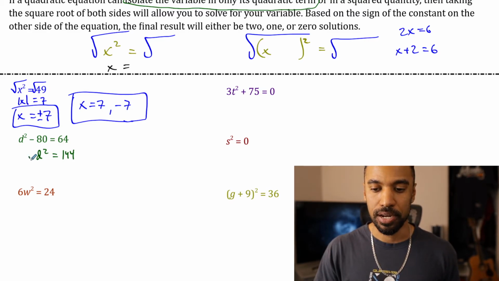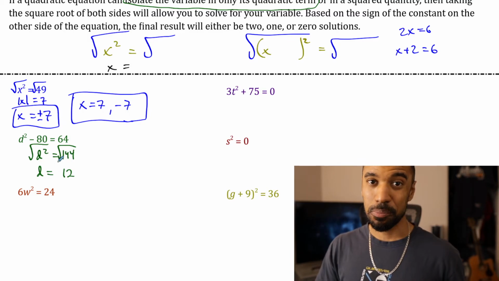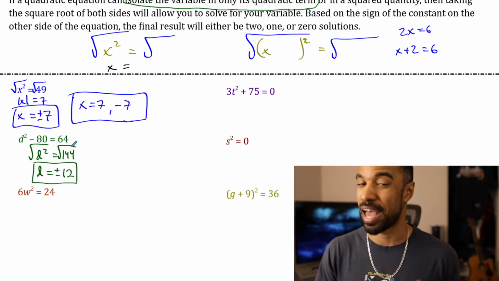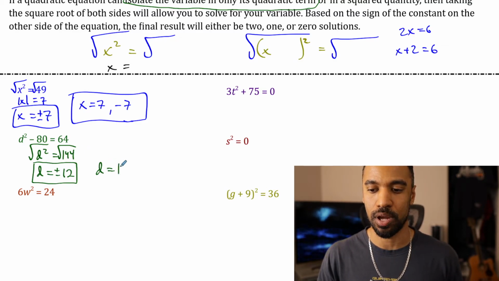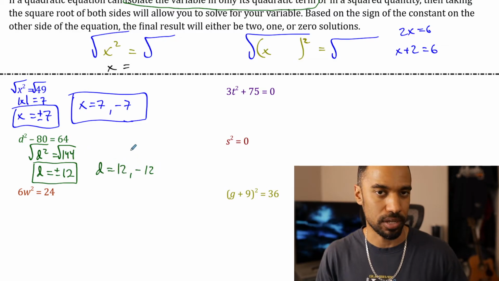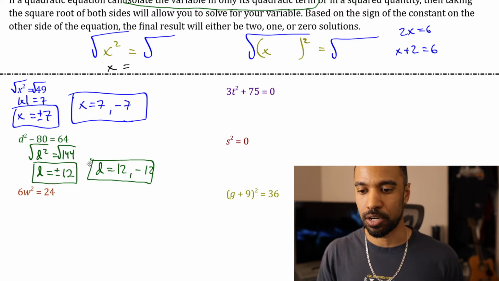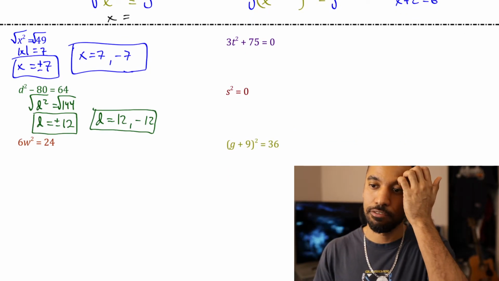So what do I do from here? I take the square root of both sides like last time, and I'm going to get d equals, is it just 12? The square root of 144 is 12. Plus or minus 12, positive or negative 12. Both of them work. Remember, more than one solution. That happens quite often here. You can just put d equals 12, d equals negative 12. Both work. Okay, the third problem here we have 6w squared equals 24.